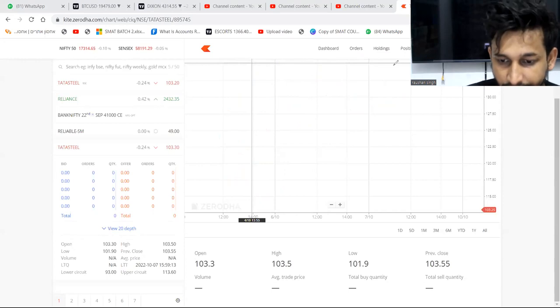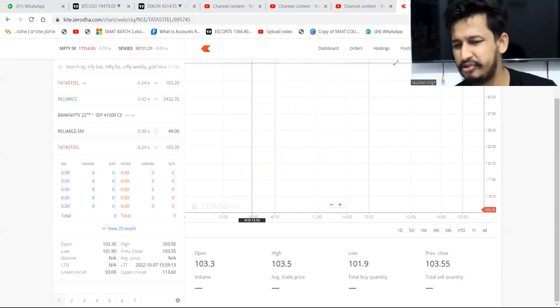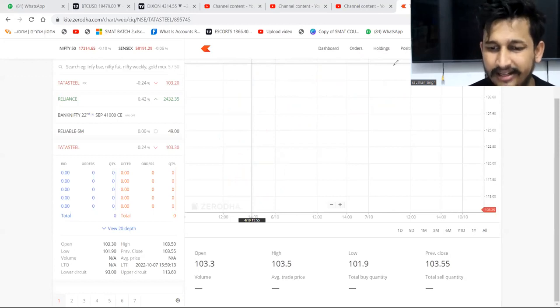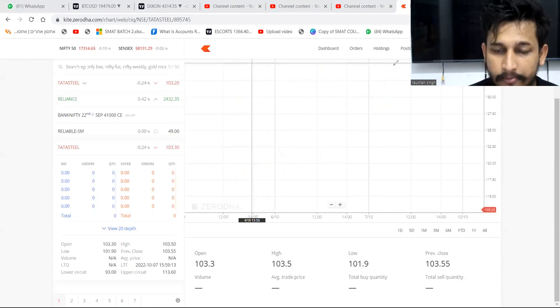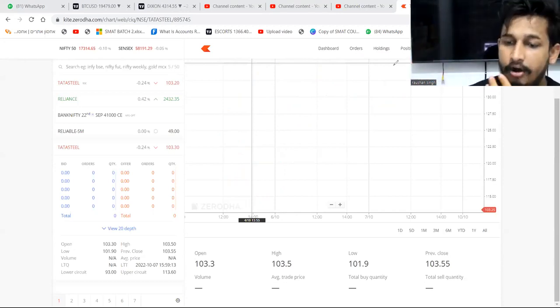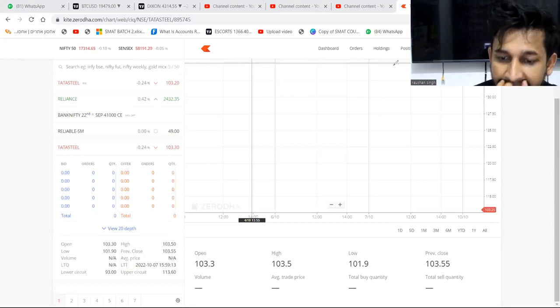Sir, is there a stop loss for long term also? Yes, people do put stop loss for long term as well, but I do not see the point of putting a stop loss for long term stocks, right? In long term, the point is that you either exit it or hold it. Who puts the stop loss in long term? I don't really think so. If the view is for 10 years, why will I put the stop loss? I'll directly exit it, right?